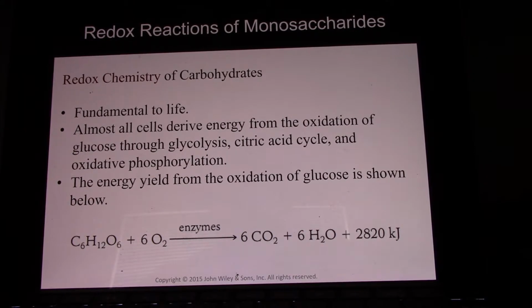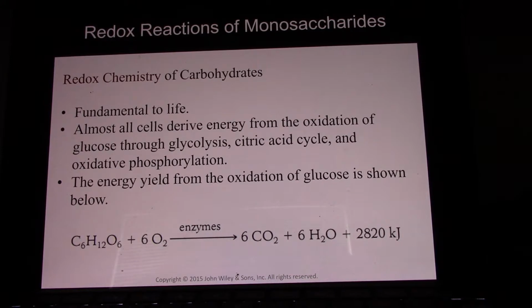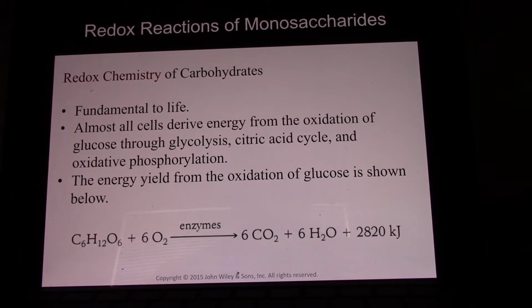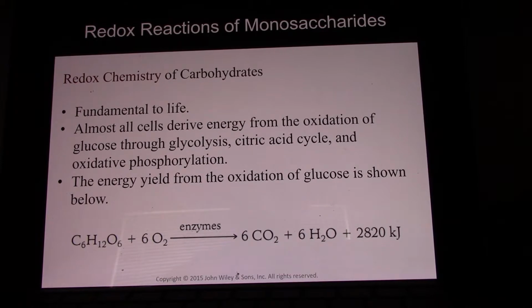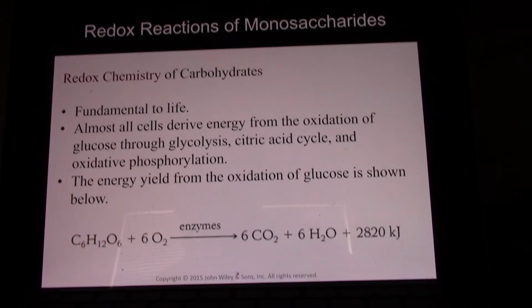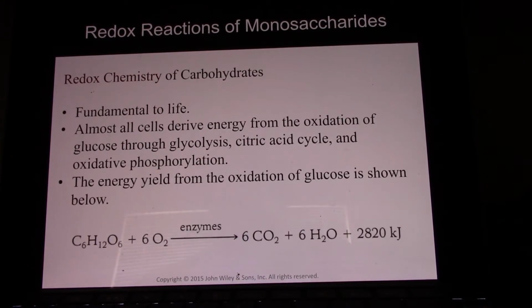Redox chemistry of carbohydrates. This is fundamental to life. Almost all cells derive energy from oxidizing glucose through glycolysis and the citric acid cycle, and then oxidative phosphorylation to produce the ATP that the cell needs to survive. So the energy yield from the oxidation of glucose is shown below. One glucose plus 6 oxygens is broken down into 6 carbon dioxide, 6 waters, and 2,820 kilojoules of energy.